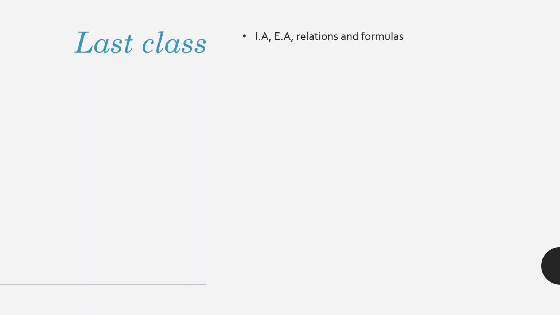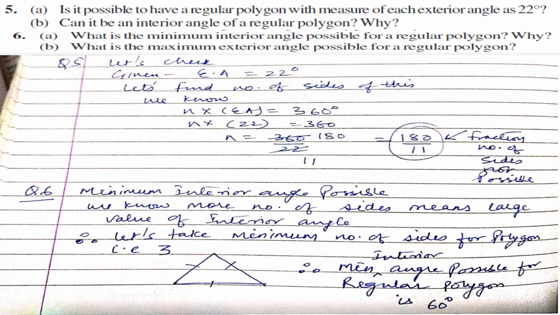Last class, we discussed internal angles, external angles, the relation between these two, and some formulas which helped us to find the number of sides in the case of a regular polygon. Now, before starting the next topic, let's complete question number 5 and 6 of the last exercise.